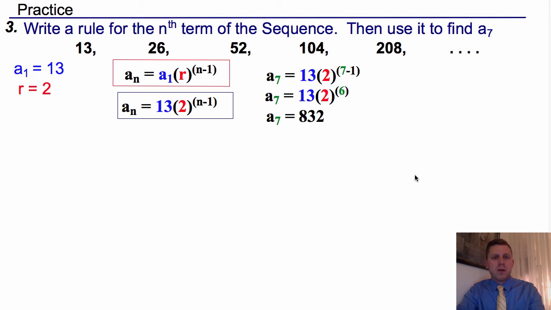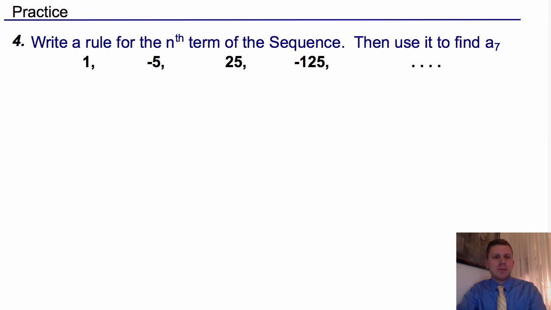Let's try one more before we get you out of here. In the 4th one, write a rule for the nth term of the sequence. Then use that rule to find the 7th term. Again, it's important to get in the habit of using the rules and gain practice, not just doing repeated multiplication. So give that a try.